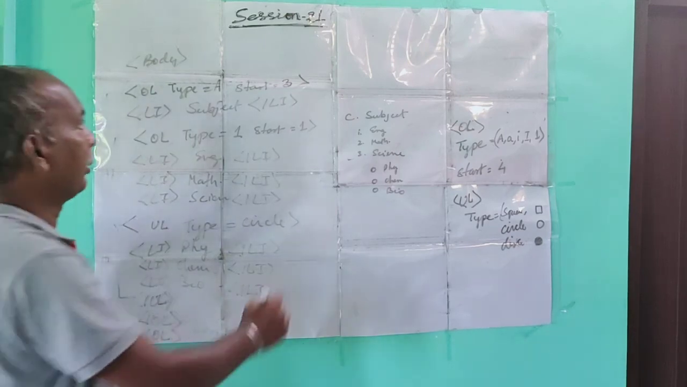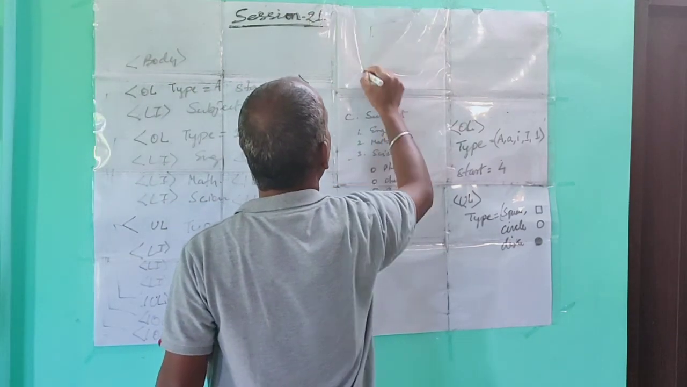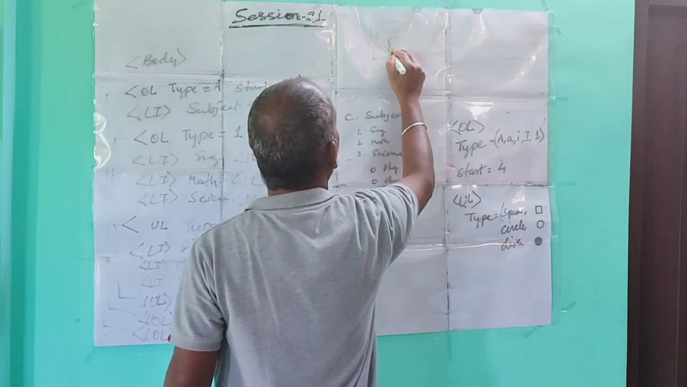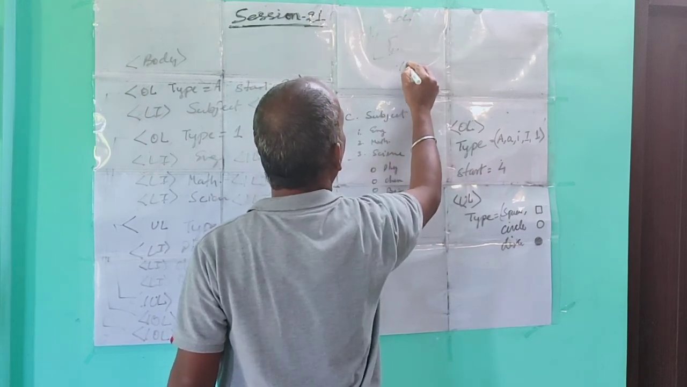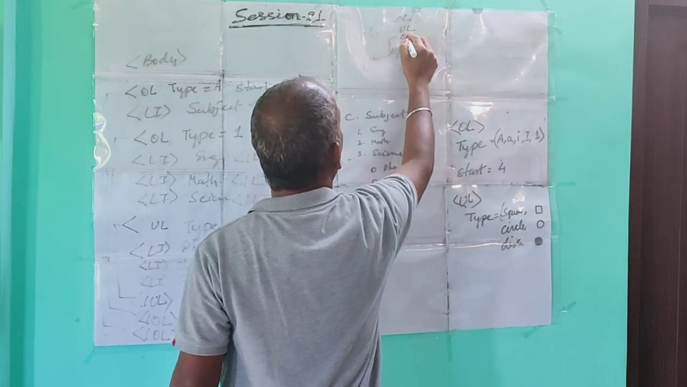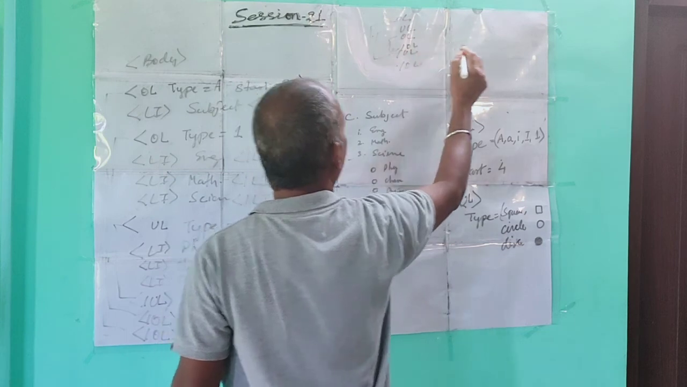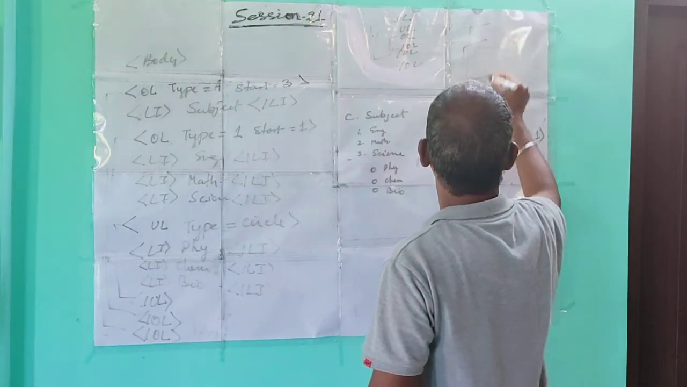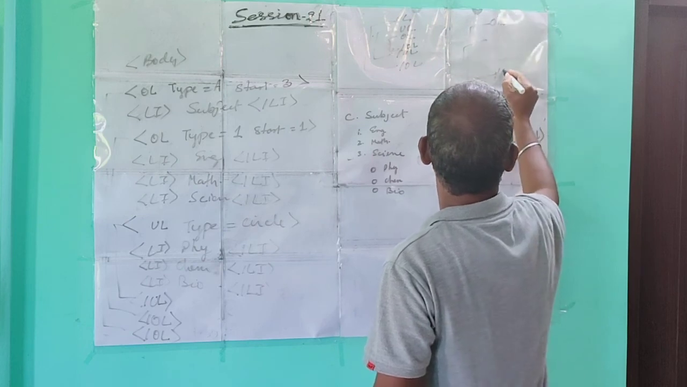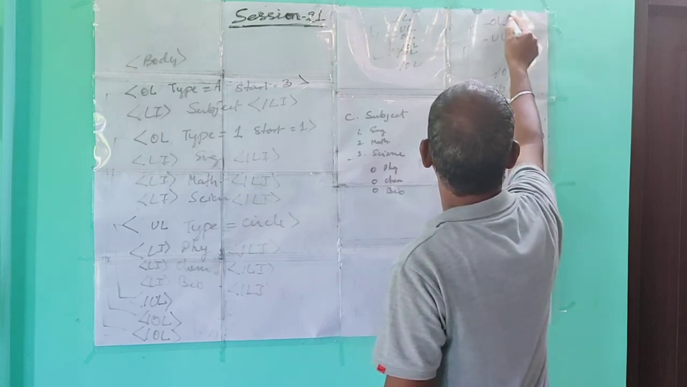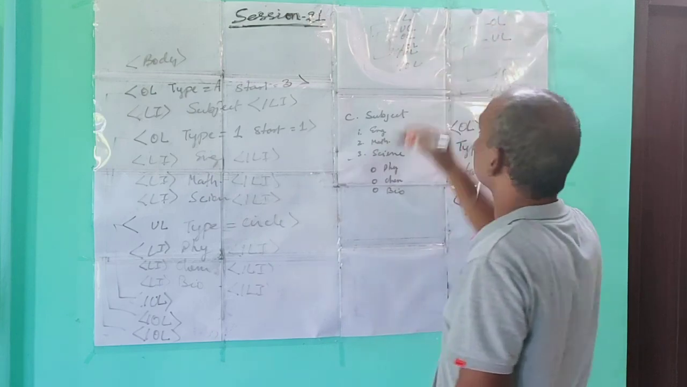So don't overlap. Overlap means this is the way you can close it: OL, close OL, UL, close UL, OL, close OL. But you cannot close like this: OL, close OL, UL and close UL. If you write like this way, it will not work.